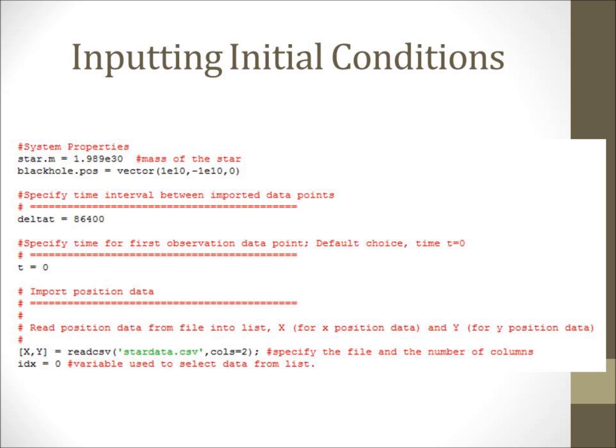I started by inputting my initial conditions into the code. The mass of the star is 1.989 times 10 to the 30, and the position of the black hole is a vector of 1 times 10 to the 10 in the x direction and negative 1 times 10 to the 10 in the y direction. The change in time is 1 day, or 864,000 seconds.